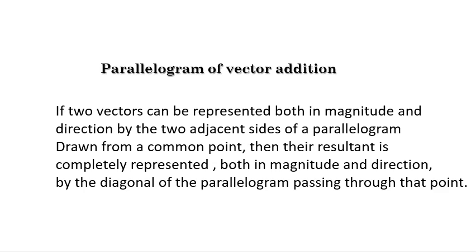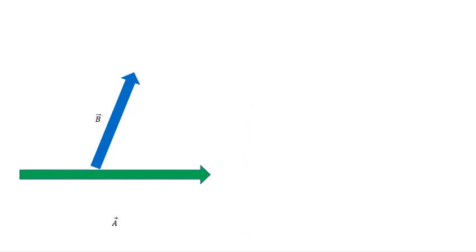Now, what does this law state? If two vectors represent two sides of a parallelogram, then the diagonal of that parallelogram will represent the resultant of the vectors. Let's take a look. Suppose this is your vector A and this is your vector B.